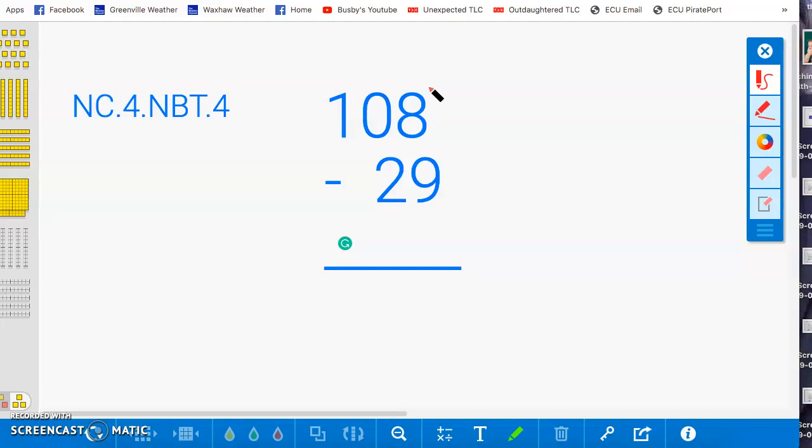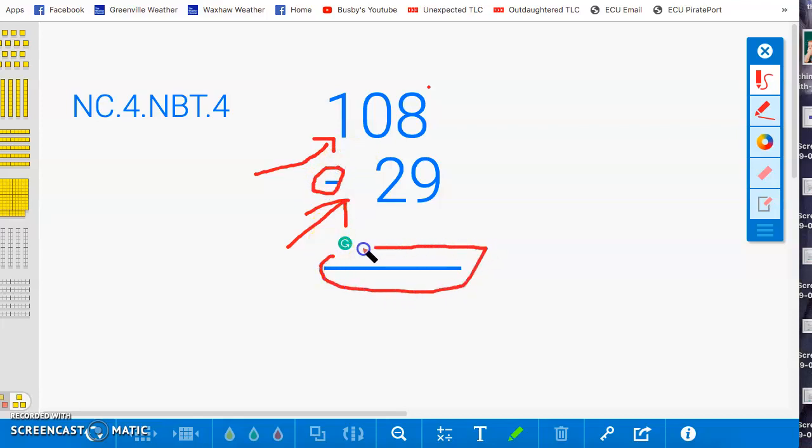So when you're doing a standard algorithm, you want to make sure that the largest number is on top and the smaller number is on the bottom. So for our larger number, 108, that's our top number that we're going to work with. And 29 is our bottom number. Also, don't forget when you're solving the standard algorithm to include your subtraction sign in this line. There's no really formal name for this line, but it makes it easier for you to organize your mathematical thoughts.